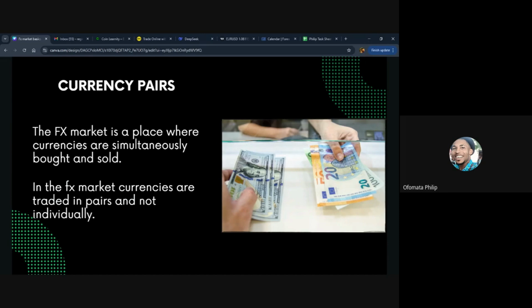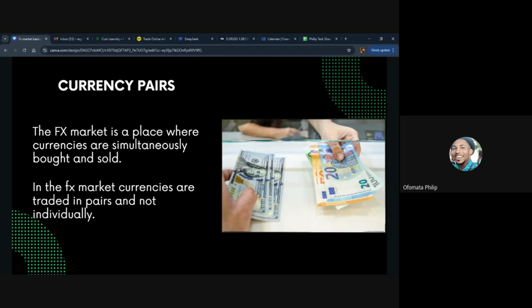That means the currencies you are trading are traded in pairs. You're not just going to buy the United States dollar. Either you are buying the United States dollar and selling the Nigerian naira, or buying the United States dollar and selling the euro, or buying the Great Britain pound and selling the United States dollar. If you look at your screen, you see that they are simultaneously bought or sold. You cannot just purchase only one currency, and that is why we trade them in pairs. They need to be at least two different currencies for you to have a currency pair.